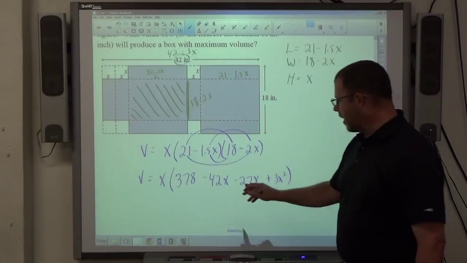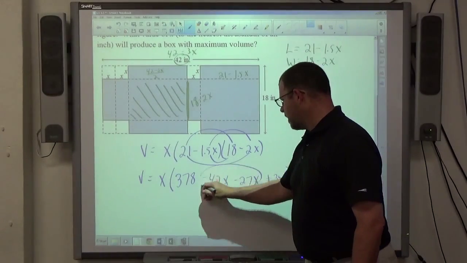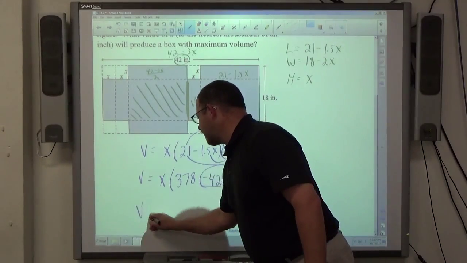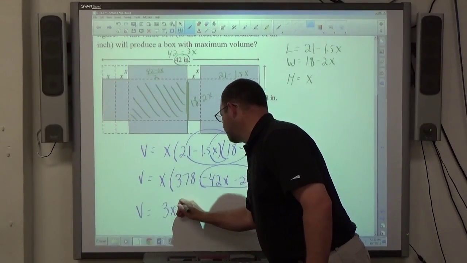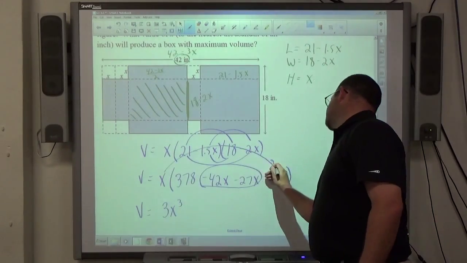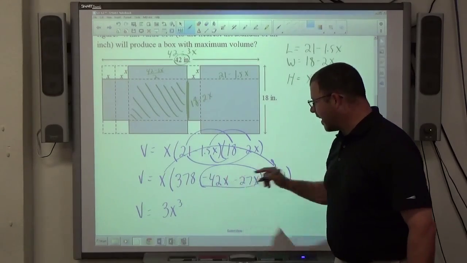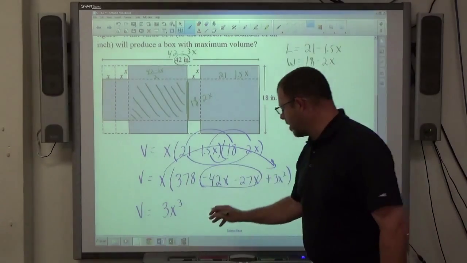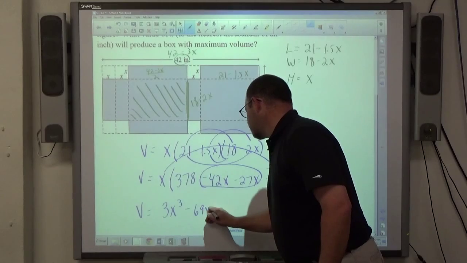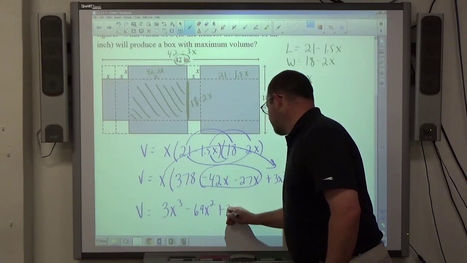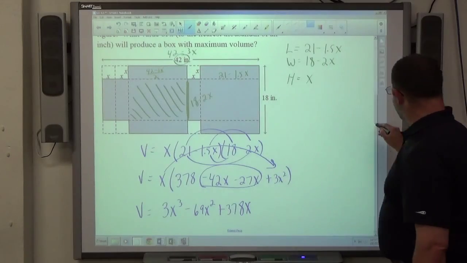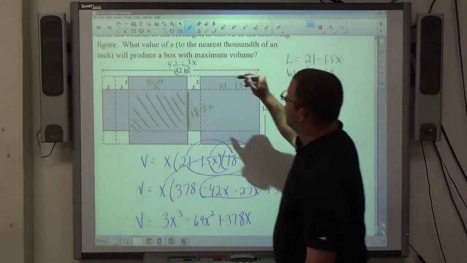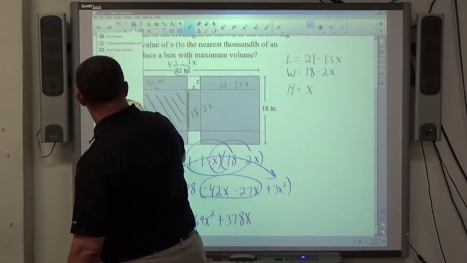Then all I have to do is combine like terms right here and distribute that x through. I like descending order, so I would probably end up with 3x cubed, multiplying x times that. These together make negative 69x, multiplied by x makes negative 69x squared, and then plus 378x. So notice it asks us, I probably should have noticed that before I started working the whole problem.